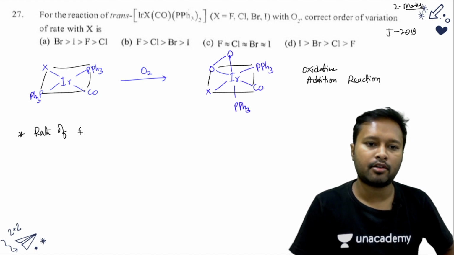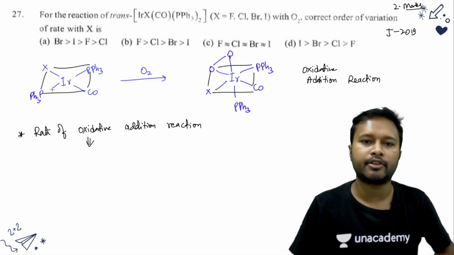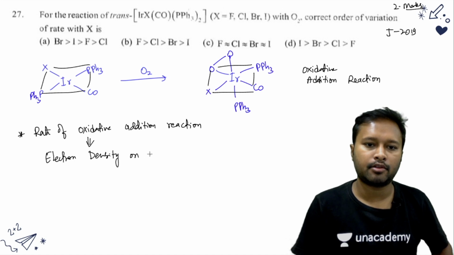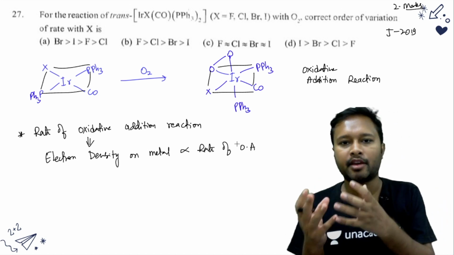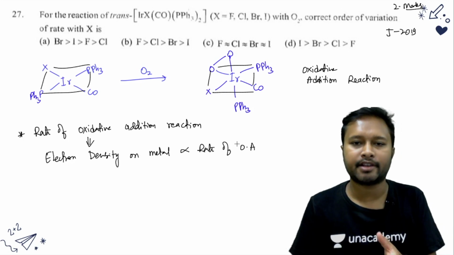How does the rate of oxidative addition reaction depend? The first point which affects it is the electron density on the metal. The electron density on the metal is directly proportional to your rate of oxidative addition. So if you have more electron density on the metal, you have a high rate of oxidative addition. If you have less electron density on the metal, you have a low rate of oxidative addition.